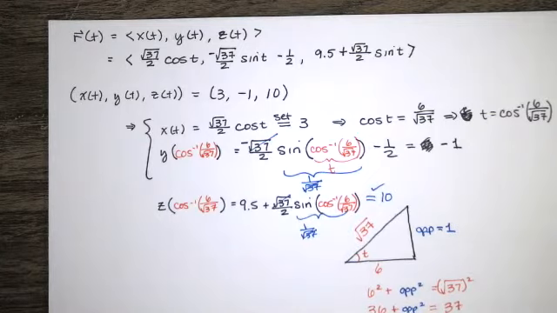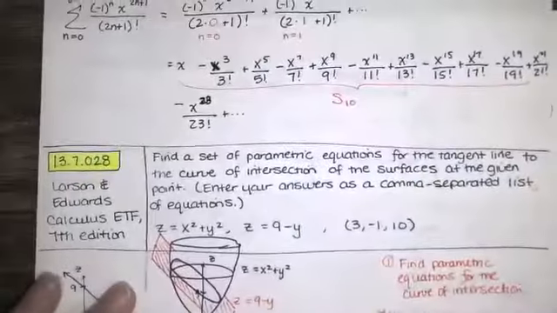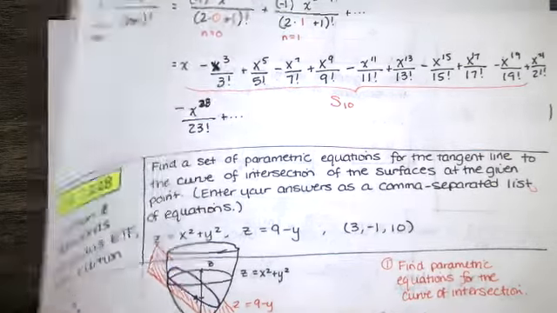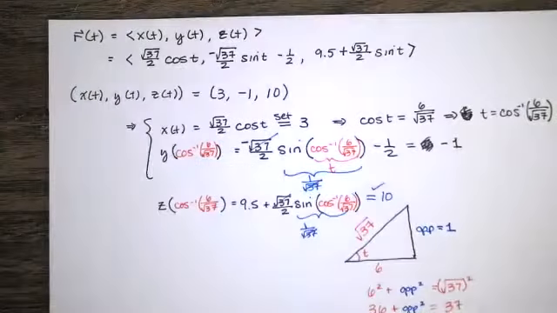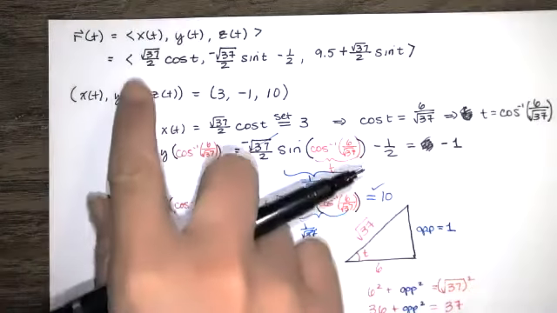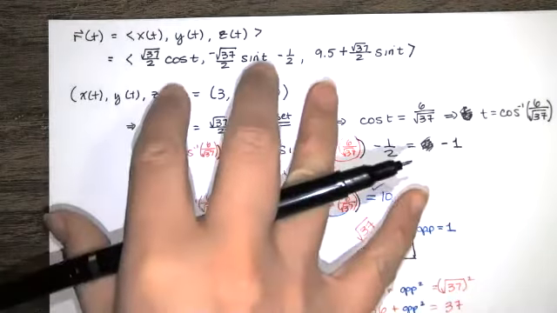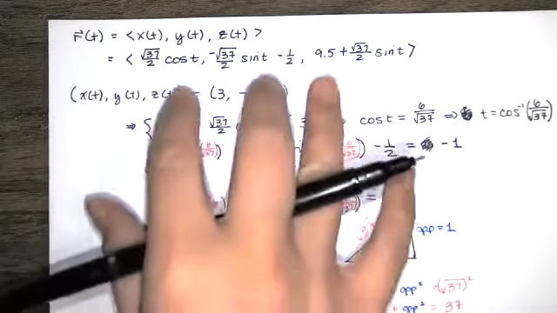Okay, so now let's go back to the question that we were asked. It says, find a set of parametric equations for the tangent line to the curve of intersection of the surfaces at the given point, and enter our answers as a comma-separated list of equations. So I need the tangent line to this curve. In order to find the tangent line, I need to find a tangent vector. To find the tangent vector, I'll just take the derivative of this function.